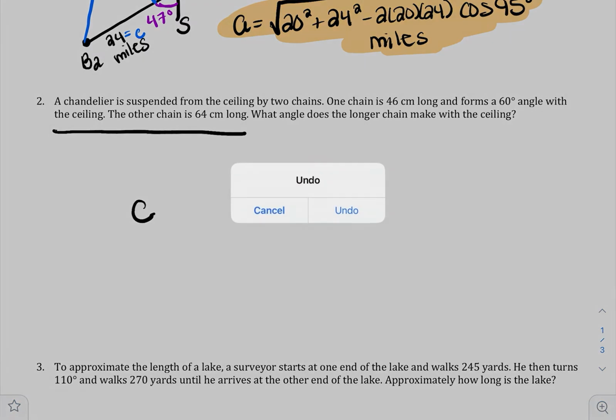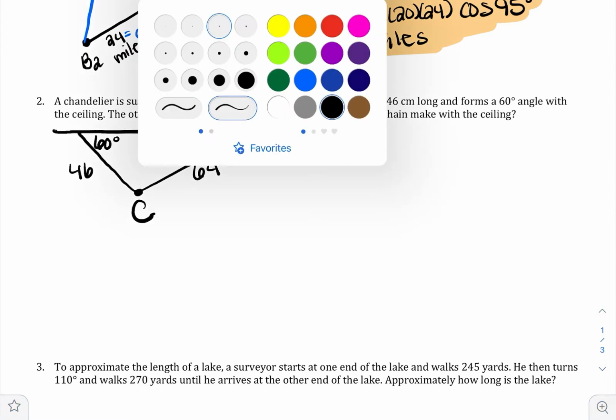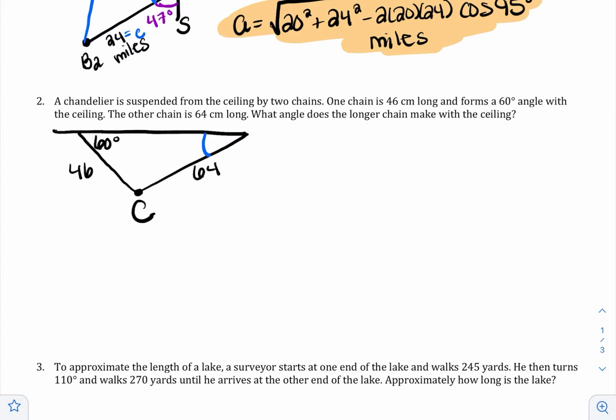Better. So we have that one here is a little bit longer, and one of them is a little bit shorter. And so the shorter one, the 46 centimeter one, creates a 60-degree angle with the ceiling. This is 46, this is 64, and so we want to know here what this is. So I'm going to call this little a, which would make this big A, and I'm going to call this little b, which would make this big B. So I have little a, little b, big A.